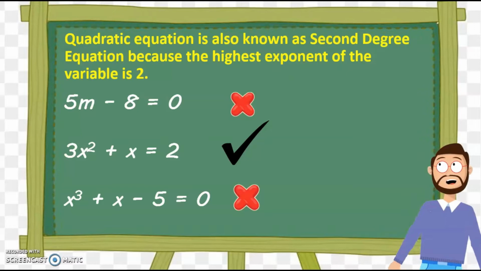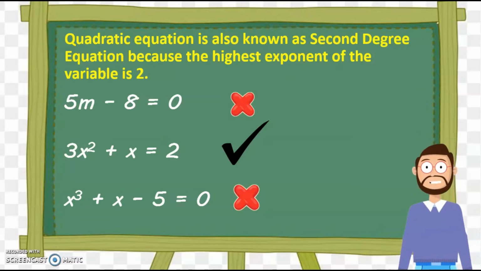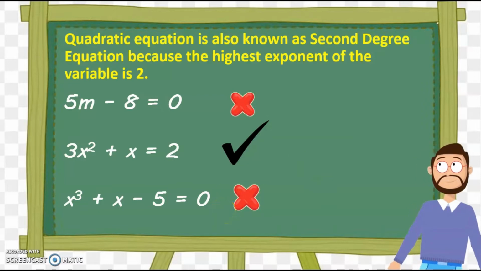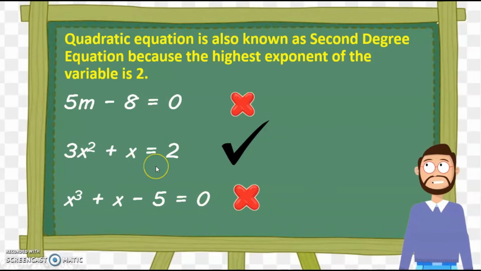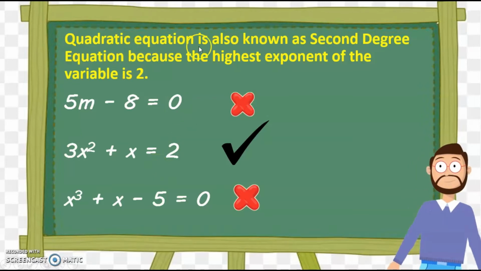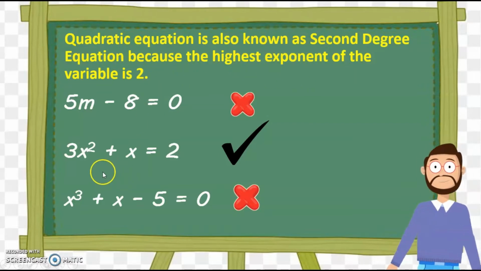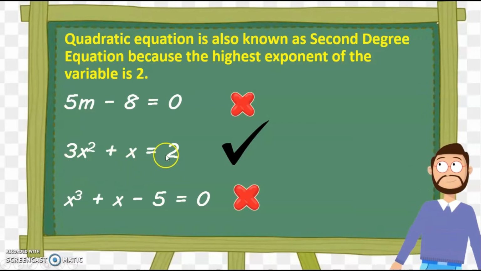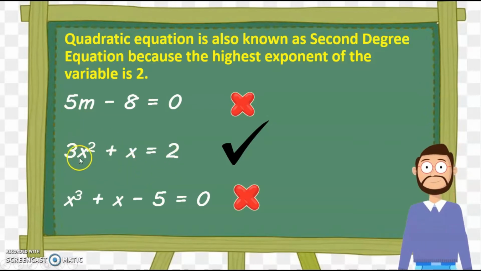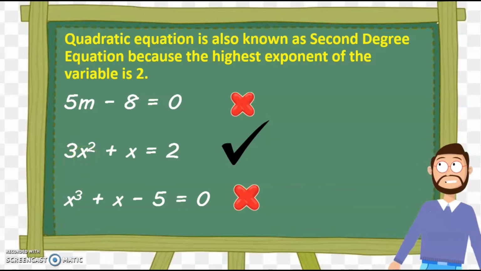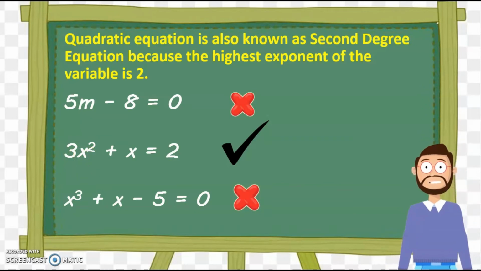Now, why is it that equation number 2 is an example of quadratic equation? Equation number 2 is an example of quadratic equation because based on the definition itself, a quadratic equation is a second-degree equation because the highest exponent of the variable is 2. Now, in equation number 2, the highest exponent of the variable x here is 2. Therefore, equation number 2 is an example of quadratic equation.